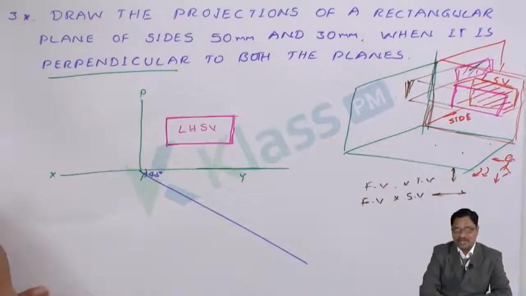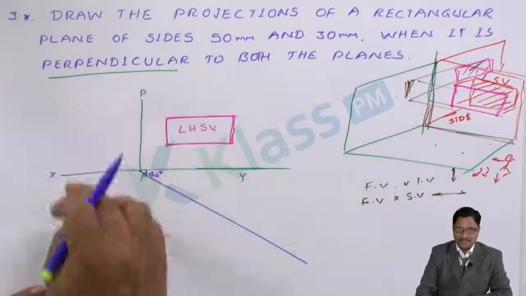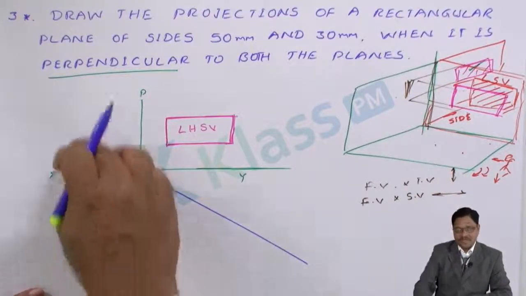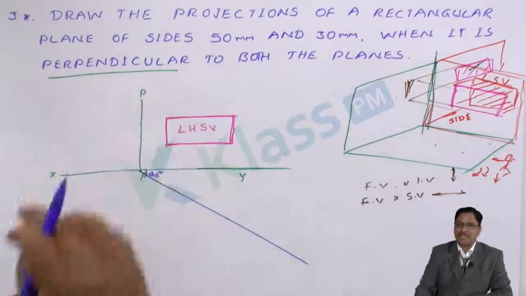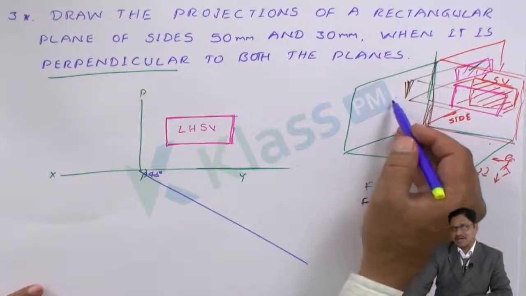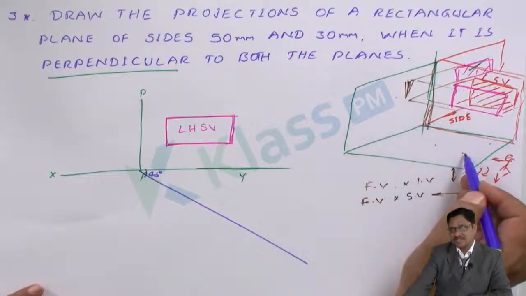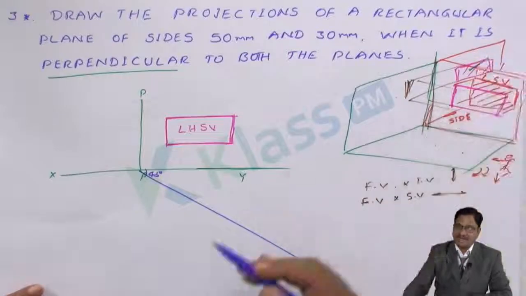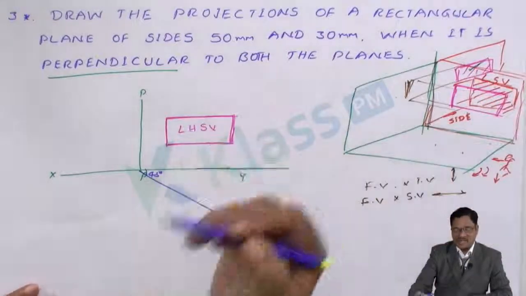Earlier we got the projection on the vertical plane as the front view, and the projection on the horizontal plane as the top view. Whenever a plane is parallel, you have to draw the respective projection first. Since the object is not parallel to the vertical plane or the horizontal plane, we are assuming a plane parallel to the object. By that only we are able to get the left-hand side view.